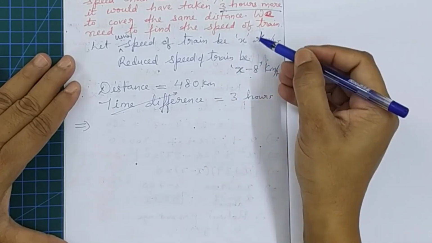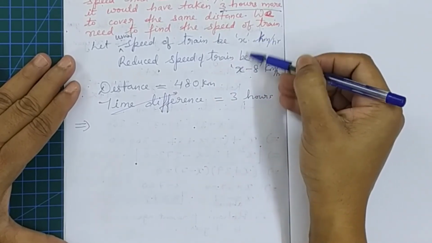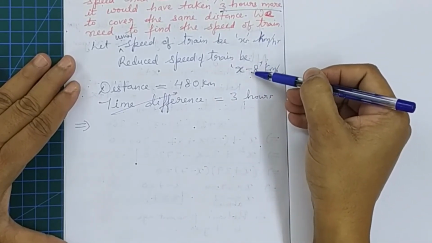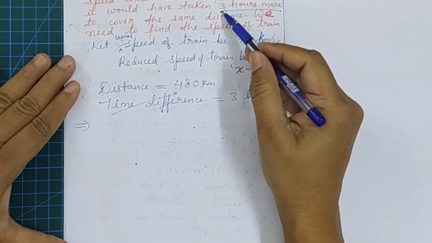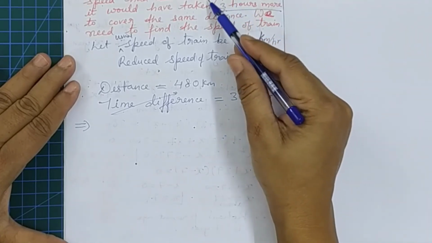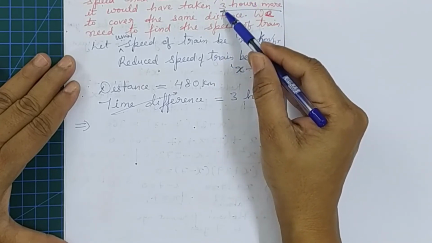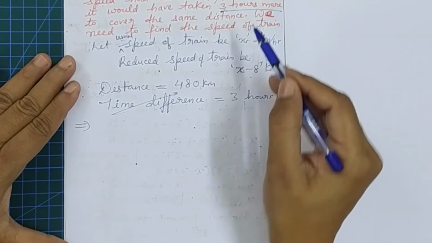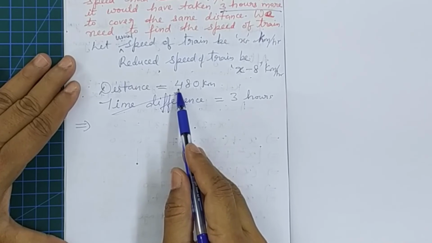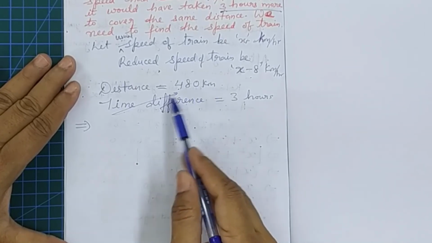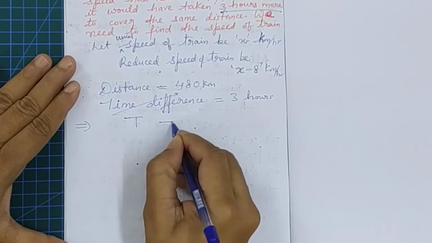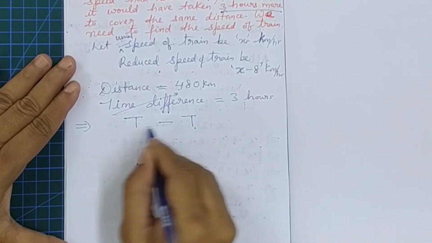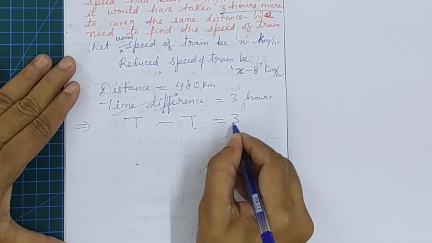Time difference means the train has 2 different speeds, one usual speed and another reduced speed. This speed difference gives a time gap of 3 hours. If speed is reduced, then the train takes 3 hours more to reach the destination, which is at a distance of 480 kilometers. The meaning is this. Since it is a time difference, the difference of times is 3.